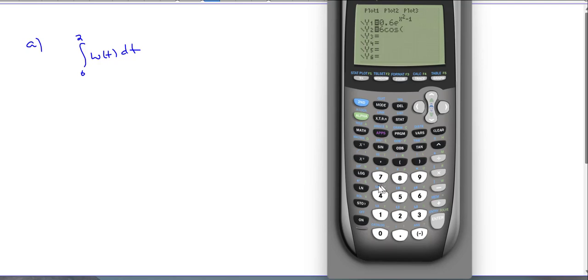6 cosine of 0.7. 0.7 seems familiar to us. That was a rate out the other day. That was a constant rate out. This is not a constant rate out. Okay, got that ready. I'm in calculus mode, right? So math 9, boundaries 0 to 2, y1, x, like that. Are we good?